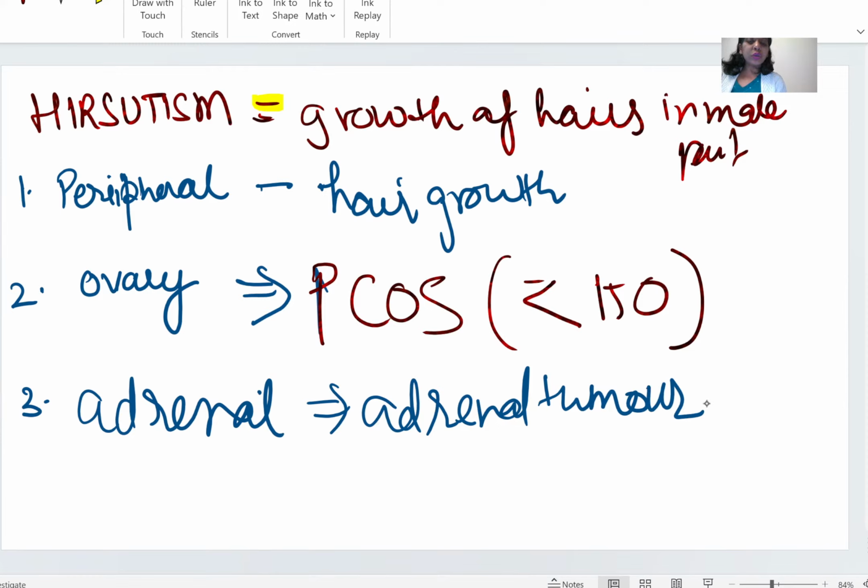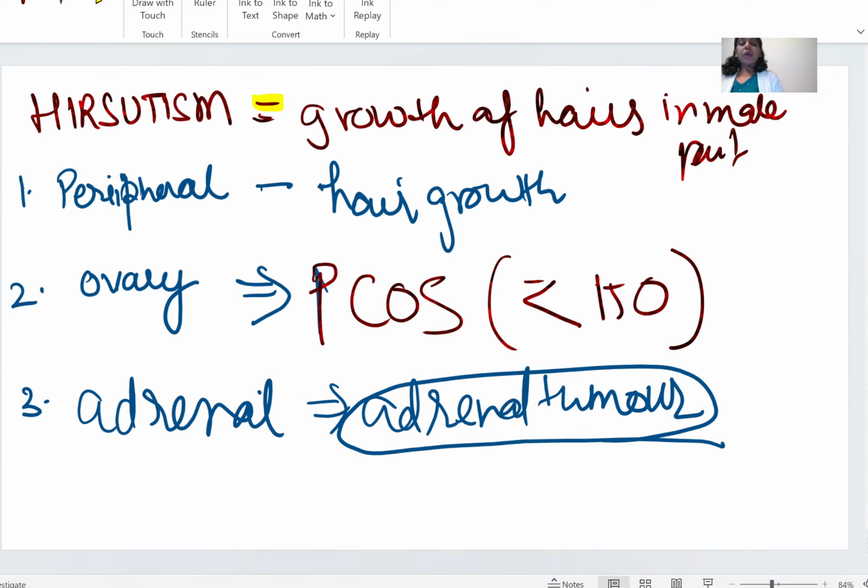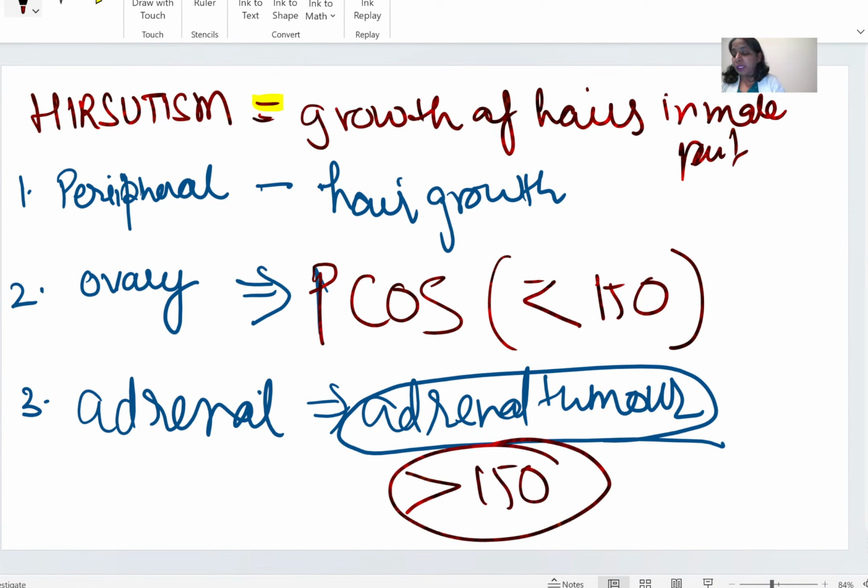So if testosterone is going more than 150 and there is rapid onset hirsutism, then it is a case of adrenal tumors. So if the testosterone is more than 150, do suspect adrenal tumors. Okay?